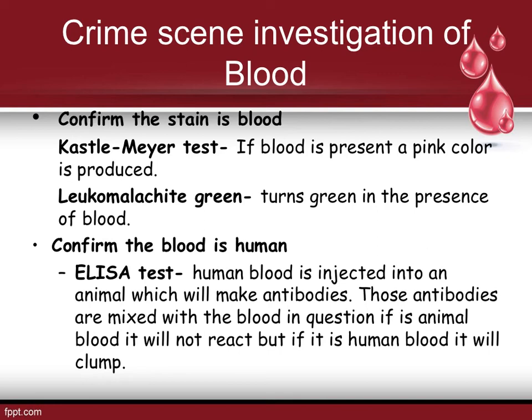So clumping tells you that it's human blood. No clumping tells you that it would be animal blood.